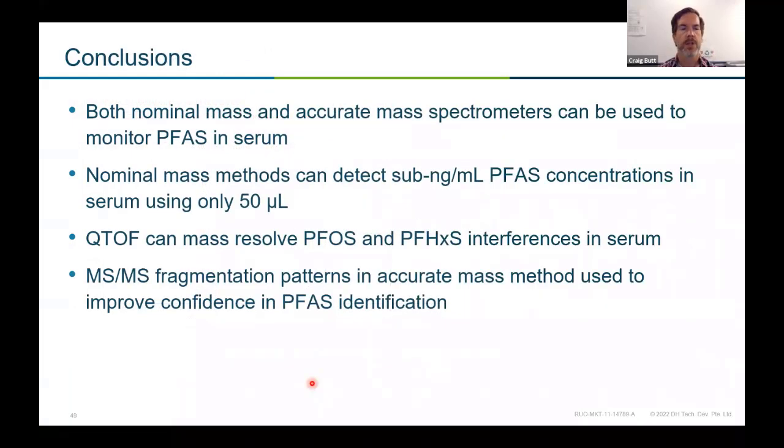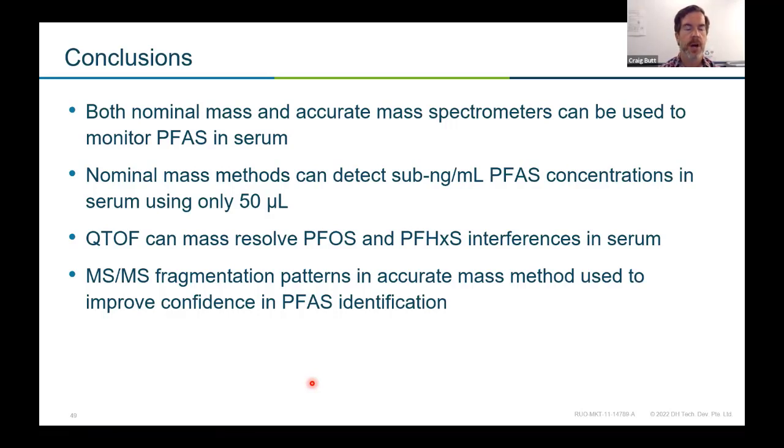Okay, so just to summarize what I showed today and wrap up everything. Hopefully I demonstrated to you that both nominal mass, triple quad or QTRAP instruments, as well as the accurate mass instruments, can both be used to monitor PFAS in serum. Certainly there are advantages to both kinds of instrumentation, and hopefully I was able to distinguish between the two. The nominal mass instruments are very sensitive techniques, allowing you to get those sub-nanogram per milliliter or sub-ppb levels using only a small volume.